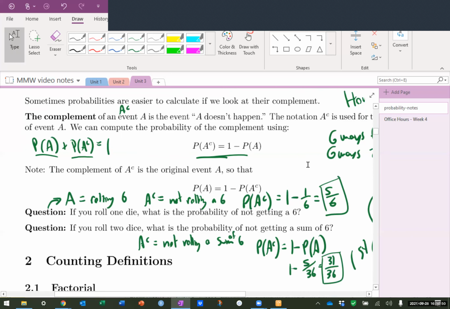The next step to calculate probabilities is finding more fancy ways to count. So I will stop here with this video and we'll cover more ways to count more complicated events in the next video.